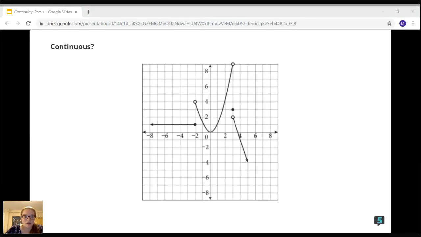Okay, since the limit doesn't exist, this function is not continuous. There's no way we can draw it without picking up our pencil. There's no way we can know what the limit is. So we can't even get to step 3 because step 2 isn't true. All right, what's the other point where we're going to see discontinuity?